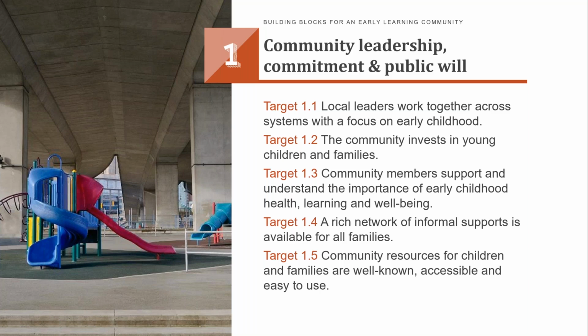Targets 4 and 5 are closely related. 4 is that there's a rich network of informal supports for all families, and 5 is that community resources for children and families are well-known, accessible, and easy to use. Those go together. One is easier to measure than the other because it's hard to know what type of informal supports families have.